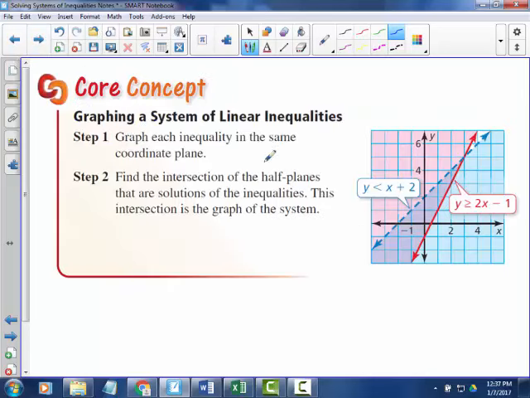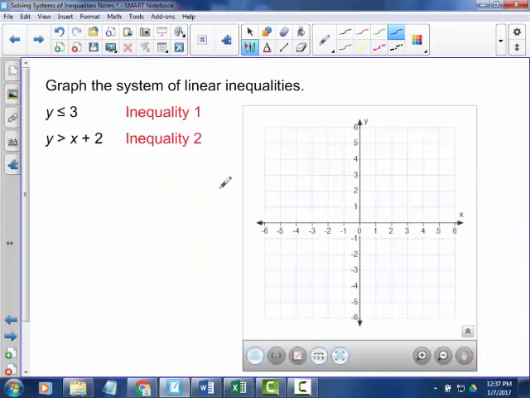Okay, so when we're graphing, you can see here what they did is they shaded in pink for one line, and they shaded in light blue for the other, and where the two crossed, you get this purple area. So when you graph them, you want to find the intersection of the half planes, so that's that shaded area. Okay. All right. Graph the system of linear inequalities.